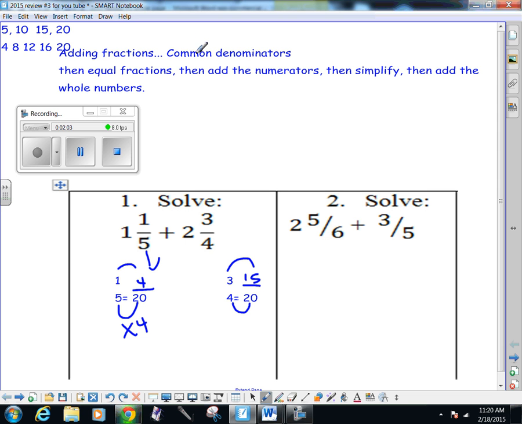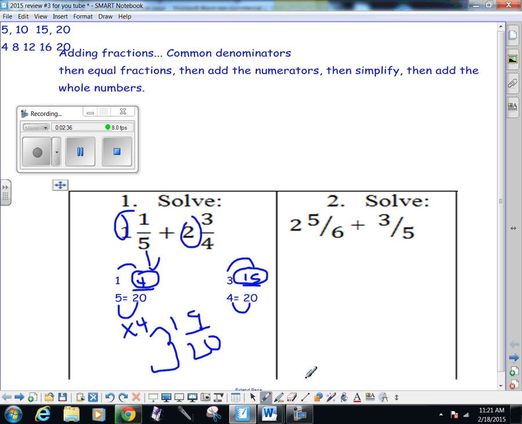So first thing I did was find my common denominators, then I made my equal fractions, then I'm going to add my numerators. So the numerators are the top number, so I'm going to add 4/20 plus 15/20, and 4/20 plus 15/20 is 19/20. So I add my numerators, I simplify 19/20, can't be simplified because they're neighbors, then I add my whole numbers. So I'm going to add 1 plus 2, and that's 3. So my answer for this problem is 3 and 19/20.